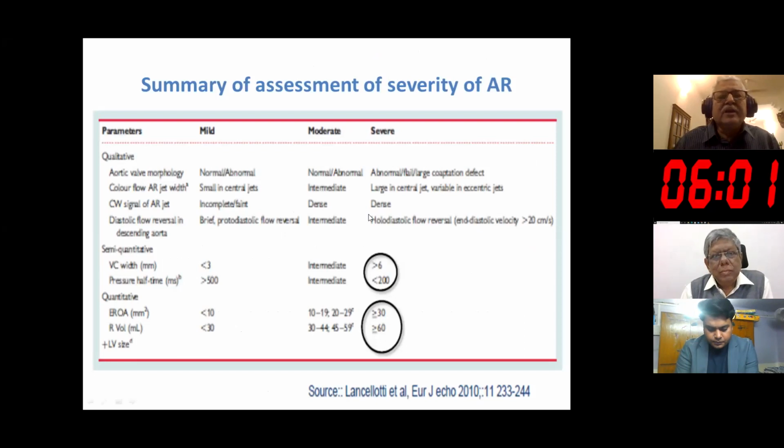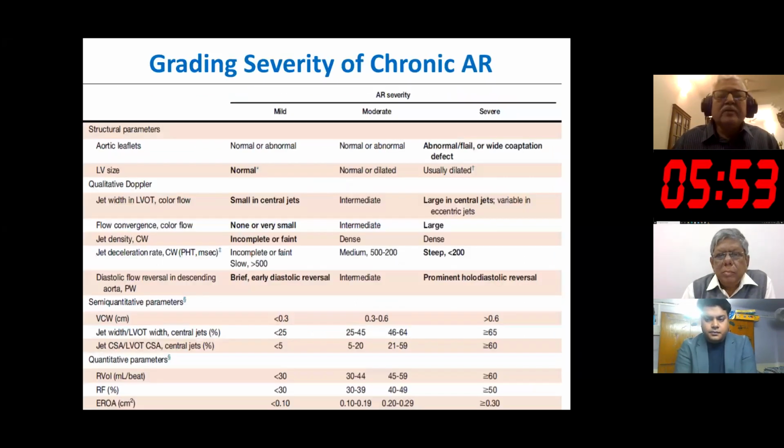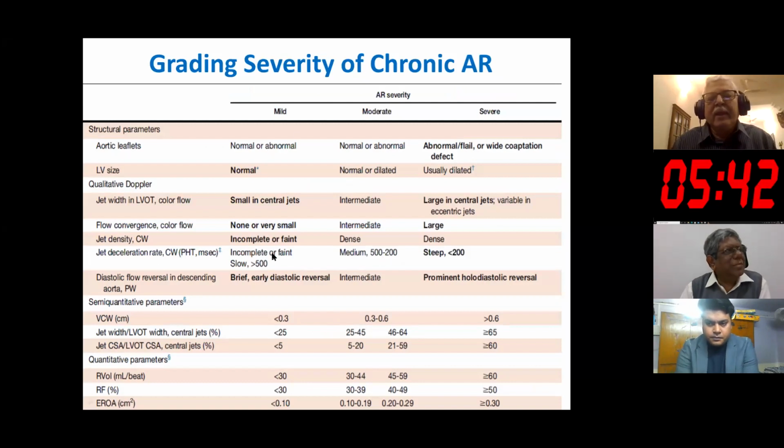So this gives, in a nutshell, a very simple thing to use so that you are sure of what you're doing. A more exhaustive chart is given in the Journal of the American Society of Echocardiography 2017, where guidelines for assessment of valvular regurgitation are published. I won't go into the details of it. I'm sure any of you can download it and keep it in your lab to know what is severe, what is mild, and what is moderate.